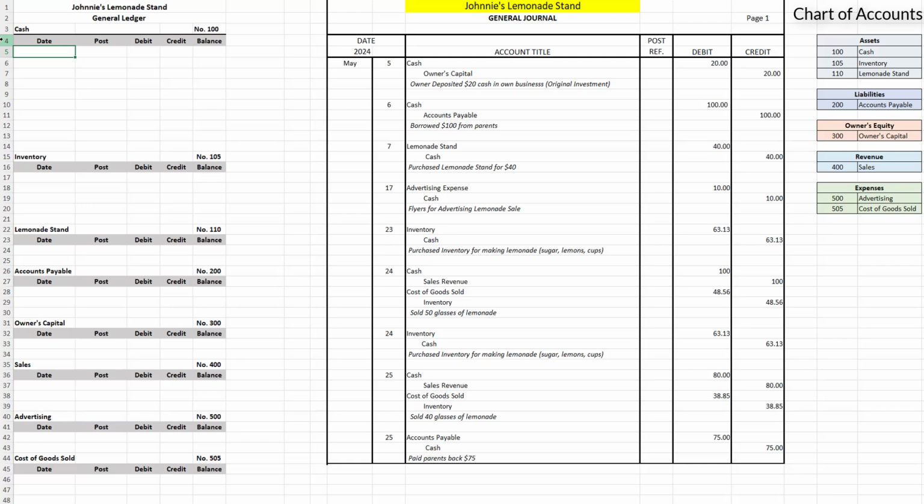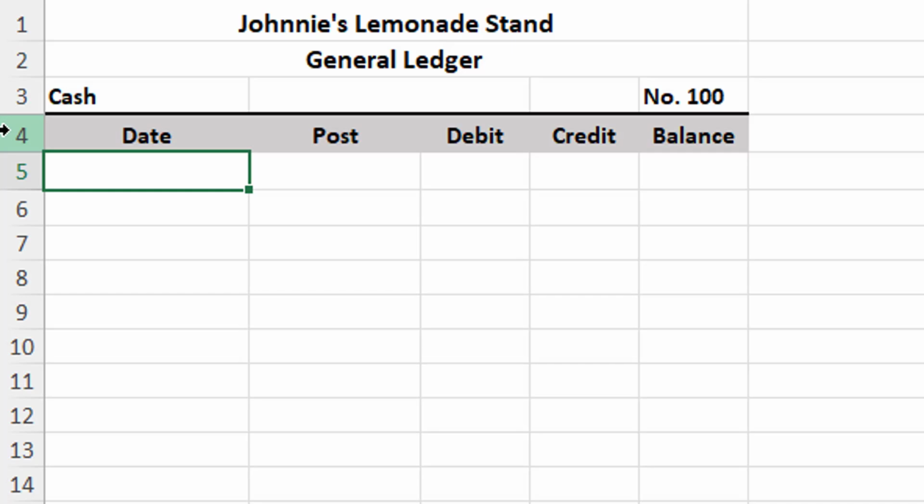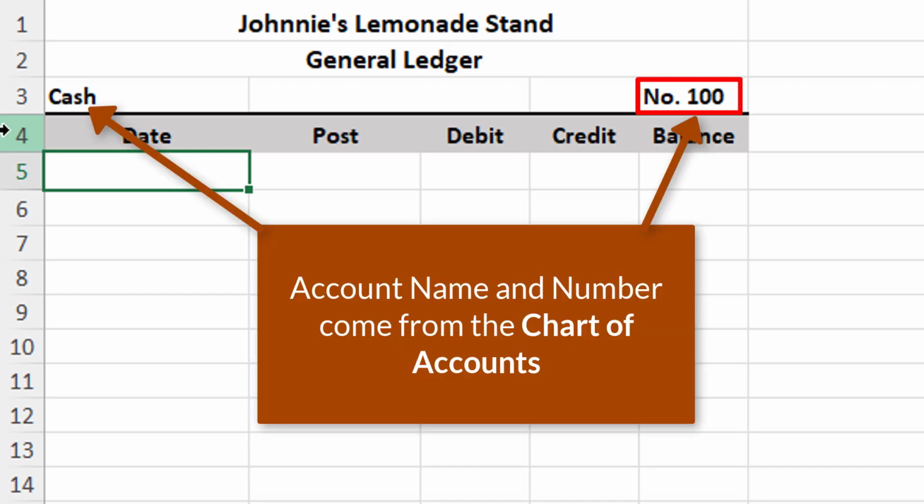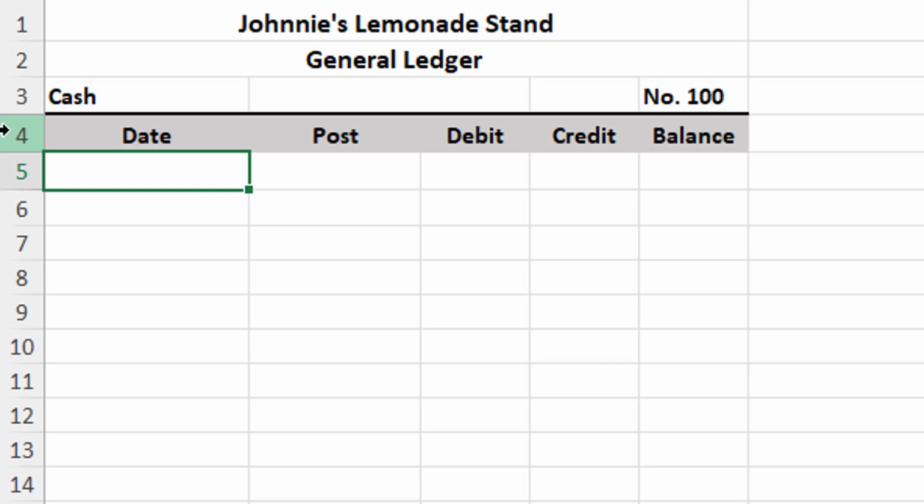together. When you add an account into the general ledger, you need to place the account name in the upper left-hand corner and the account number in the upper right-hand corner. You need to create 5 columns with the headings Date, Post, Debit, Credit, and Balance.